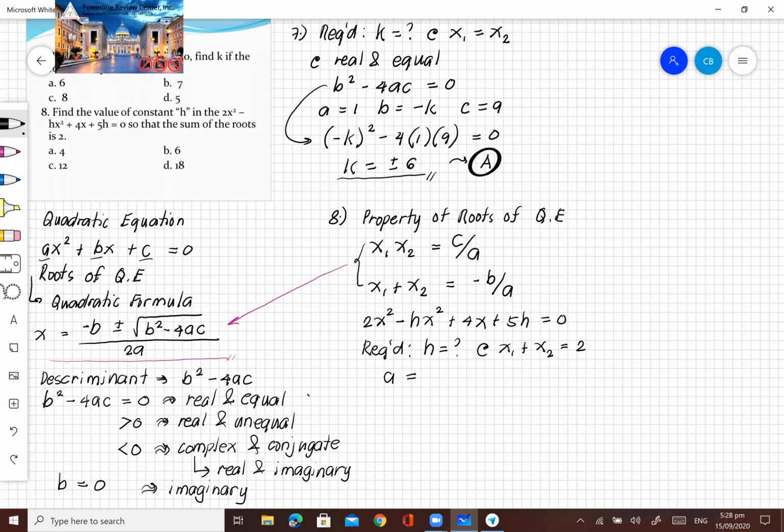So, para ma-solve natin yan, let us get the value of a. Sino yung a? Yung kasama ng x squared. So, we have 2 minus h, no? Kasama ng ating x squared. So, if we try to factor out x squared, yun ang lalabas. Our b, that is simply 4. Yun lang kailangan natin. Therefore, sum of the roots, x1 plus x2, which is actually negative b over a.